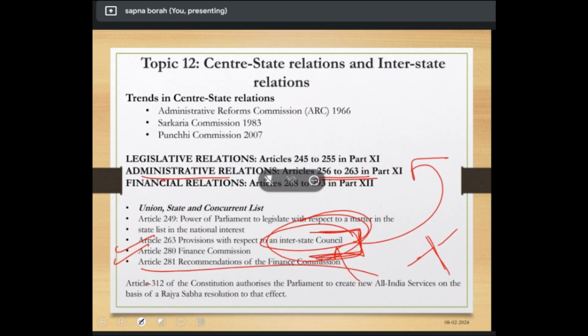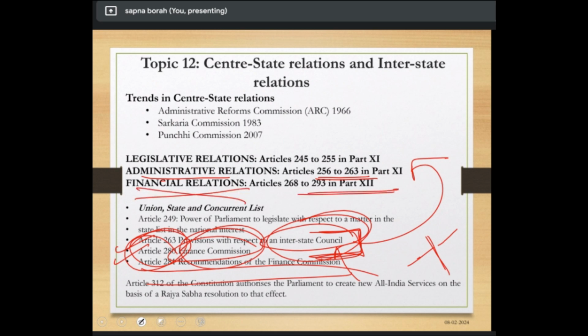And then we have 281 and 280. 280 is the Finance Commission. Everyone knows about the Finance Commission. Since you have already been preparing, I'm pretty sure you have heard of this. Finance Commission is a constitutional body. Keep in mind Article number 280, it's a constitutional body. Article 280 is in Part 12, of course, financial relations; along with finance comes financial relations. So what does it decide? How the funds will be divided between the center and the state.